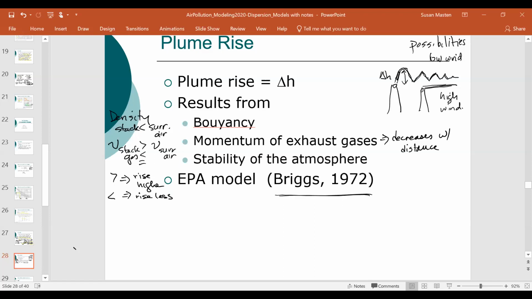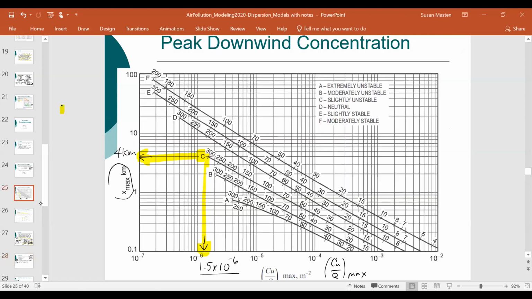It was developed in the 1970s. It is the one that is used in most of the atmospheric models. So typically anything approved by EPA is going to use the Briggs model. But if you compare these various different models, you'll find that they actually vary quite a bit in the estimates of plume rise. But this is the one that we will use.